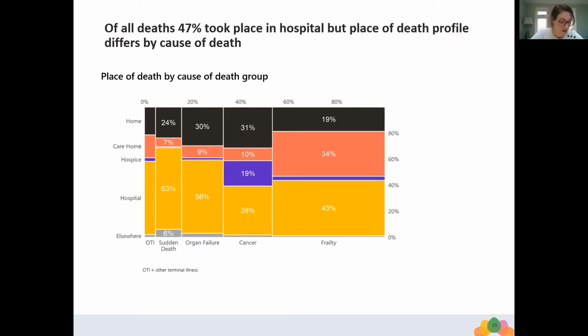Cancer is the next highest cause of death, with around a fifth of all decedents in this group. And in this group, there's also the highest proportion of deaths in a hospice. Again, as you'd expect, given the nature of hospices around providing care for long-term incurable illnesses. There's very few hospice deaths in the other causes of death. Organ failure and sudden death both have a high proportion dying in hospital, although still approximately between a quarter to a third are dying at their home location. The other terminal illness group is the smallest group within the population by far, and again in this group there's a large proportion of those dying in hospital.